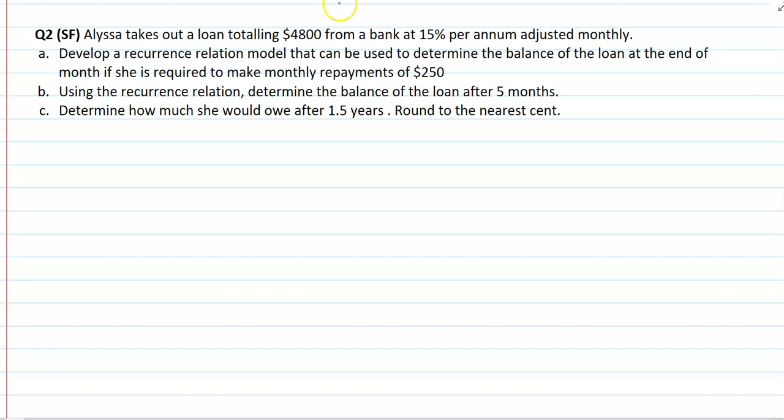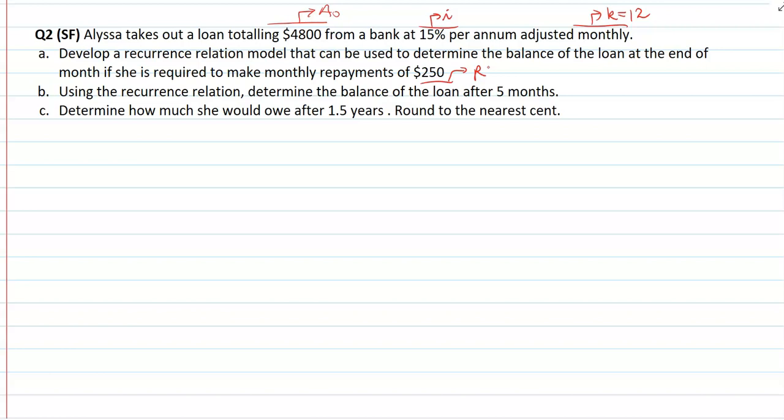Going through and annotating the important information there, our loan value is 4,800, so that's our A0. Our interest is 15%. Adjusted monthly means our K value is 12. Reading into part A, monthly repayments for $250, so that's important as our capital R repayment value.